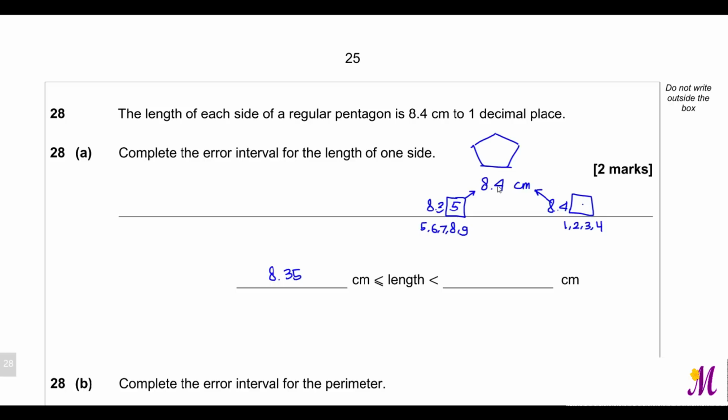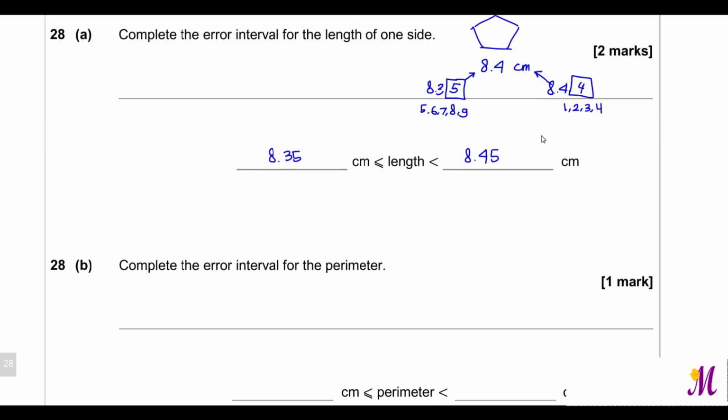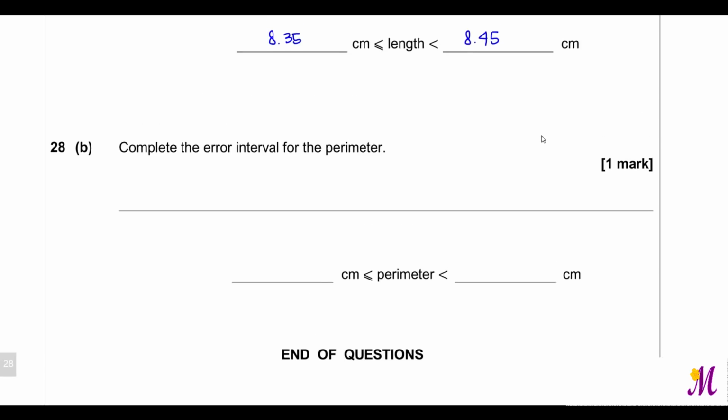Now please be aware of this sign. It says less than. That means we don't need to include this number. So it will be 8.45 because 5 is not included. The next question, that will be the very last question. Complete the error interval for the perimeter.